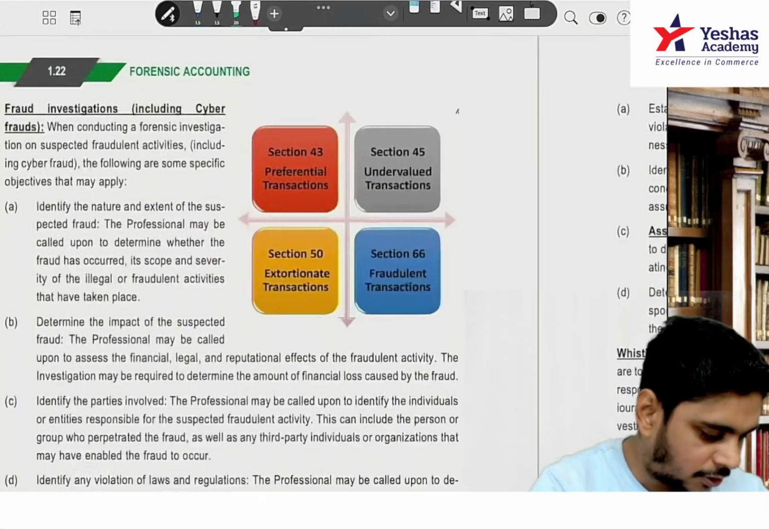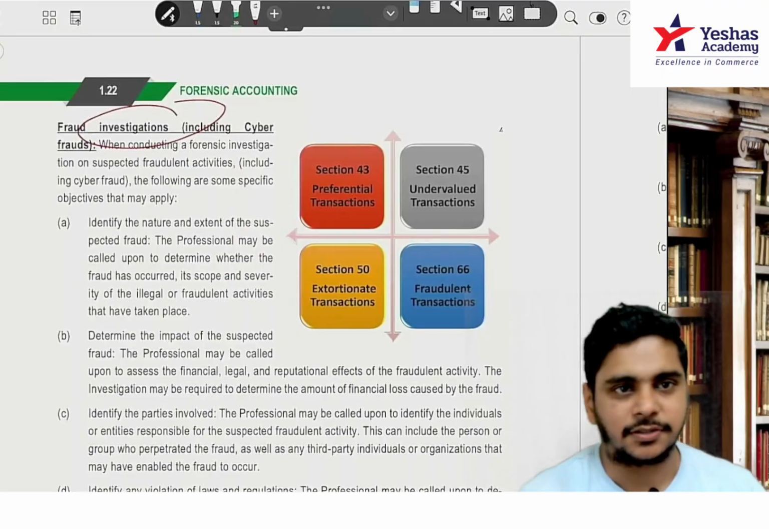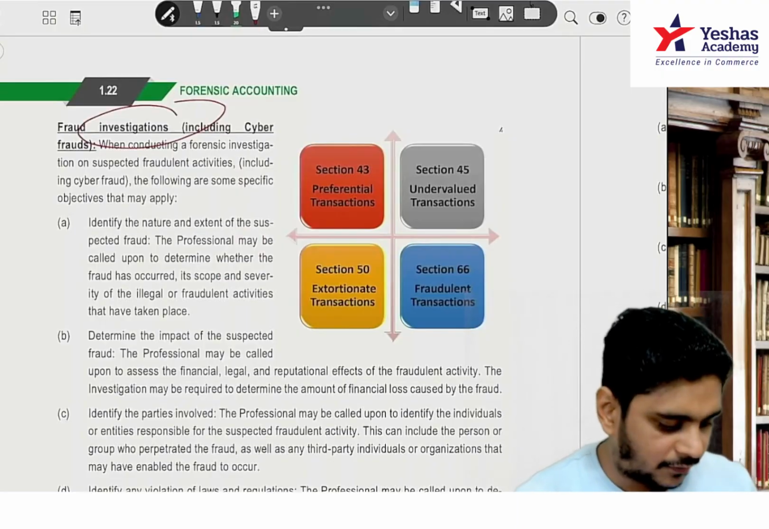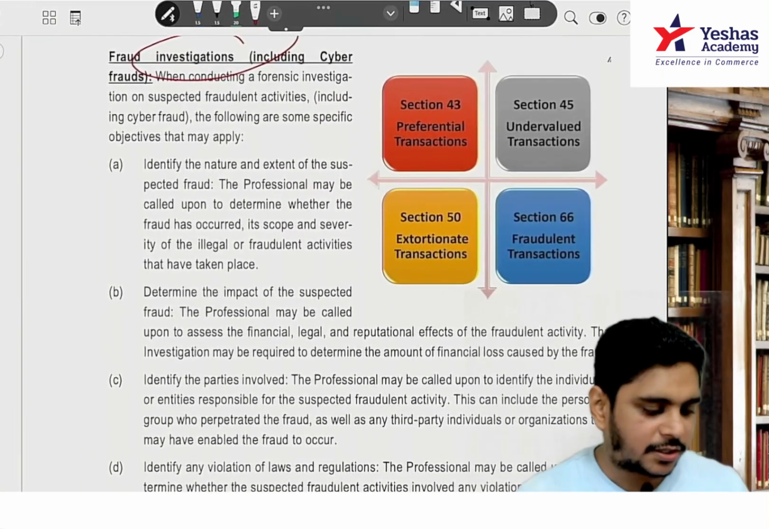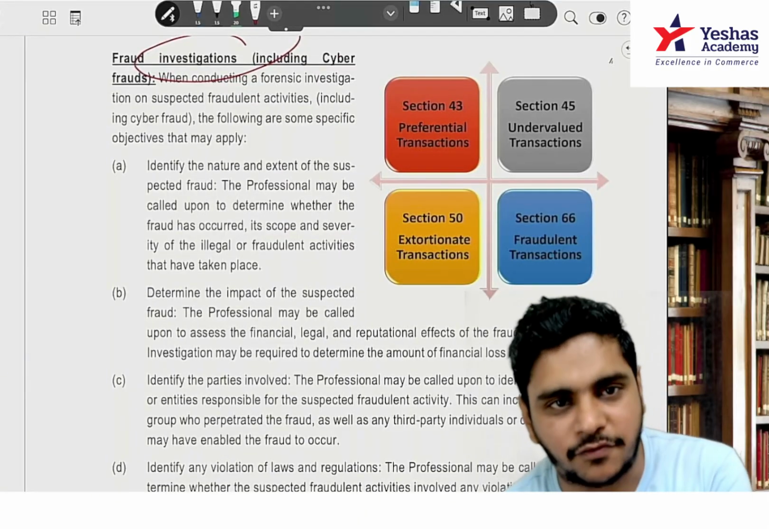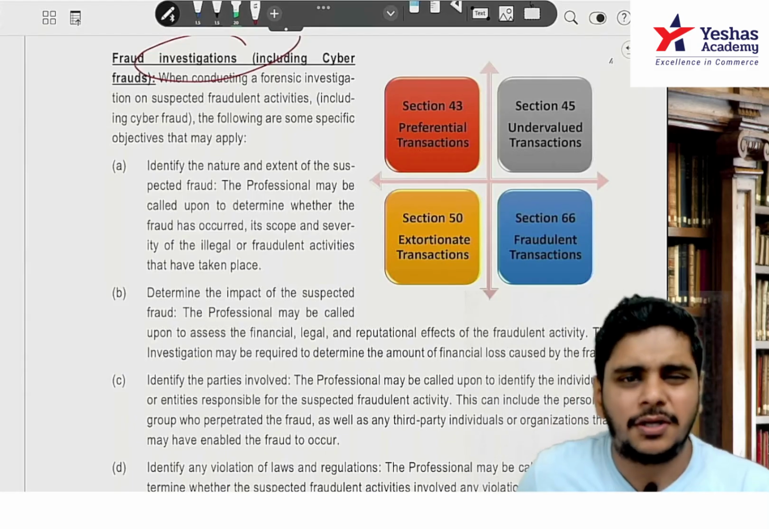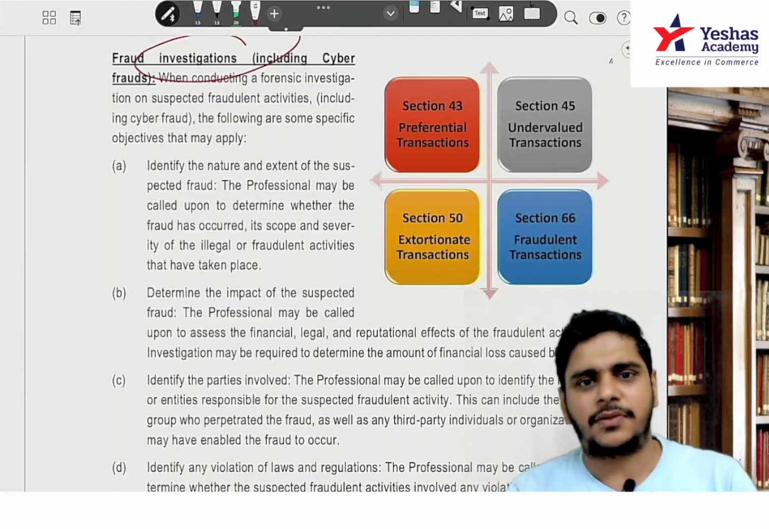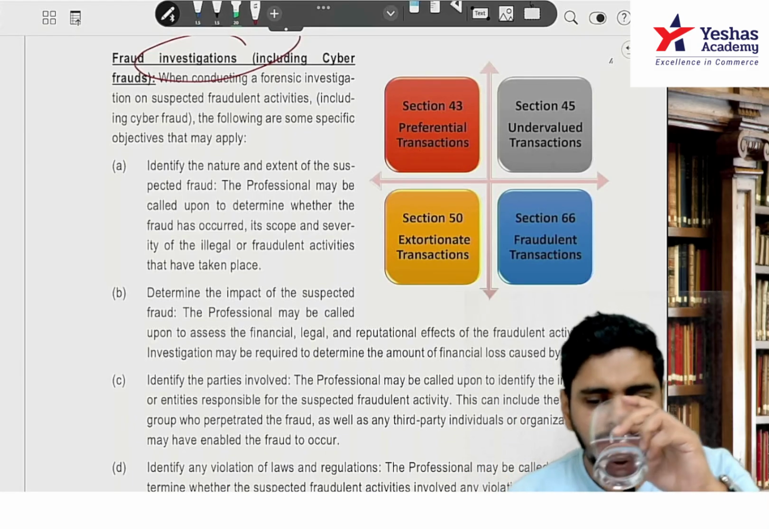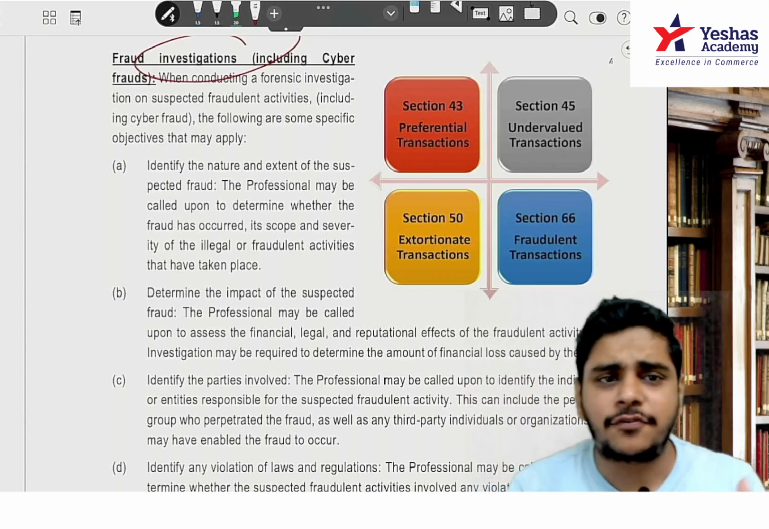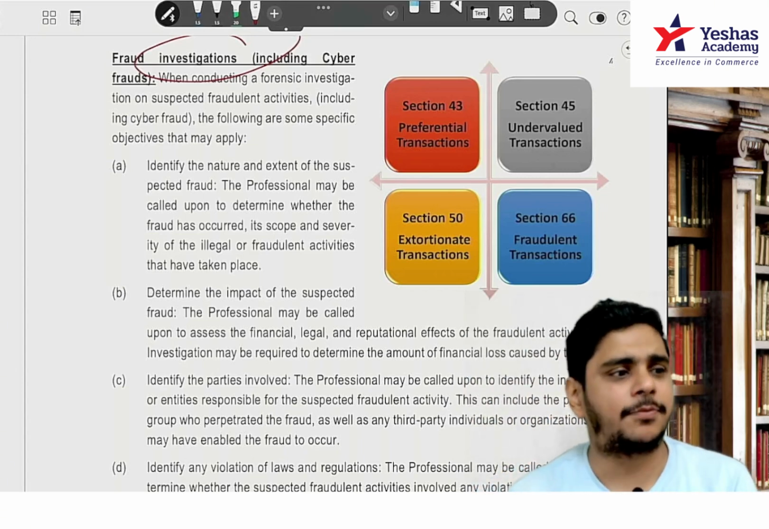Now the next one is what? Investigation. Next one is what? Investigations. So investigation including what? Fraud investigation, including cyber frauds. So online fraud is there. A lot of OTP fraud. Click on the link and some other app will get open. So a lot of cyber frauds are happening in the country. Here also forensic professionals are used.